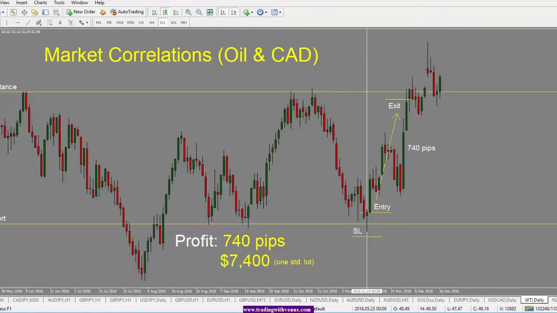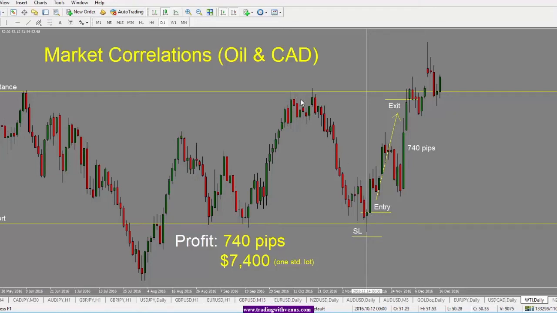Now going over to our oil chart, this is WTI daily, which is the oil chart here. As we can see, this is the same line here on November 14th, that the price came down. This is the oil. Oil had been dropping continuously. As we saw the dollar CAD going up, oil was going down. Oil and Canadian dollar are positively correlated. That means when oil goes down, Canadian dollar will go down. And when oil goes up, Canadian dollar will go up.